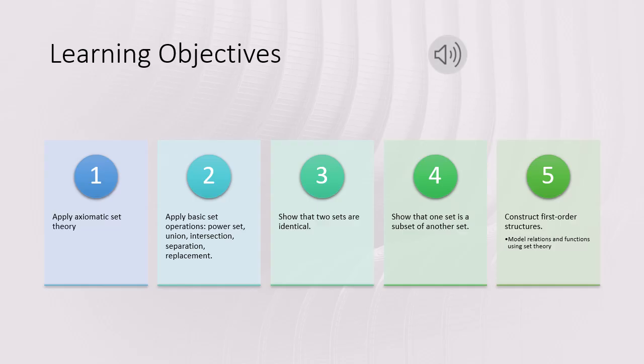Learning objectives 3 and 4 are related to one another. Remember, the axiom of extension tells you that you can show two sets are identical if they have the exact same elements. And that usually consists of a two-part proof, right? In one case, you show that given an element of one of the sets, it's in the other, and then you go vice versa.